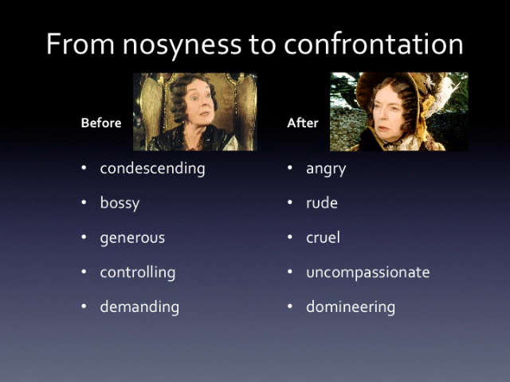From Austen, page 384. In the beginning of their relationship, Lady Catherine is condescending, bossy, controlling and demanding, but generous. In the end, she turns to confrontation where she becomes angry, rude, cruel, uncompassionate, and domineering when she does not get her way.